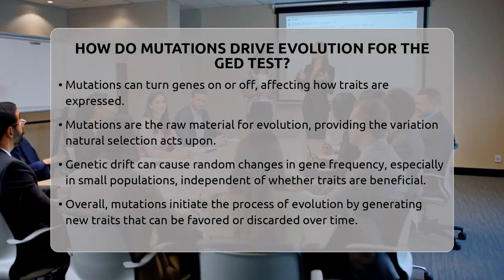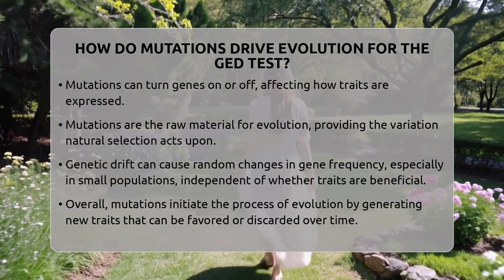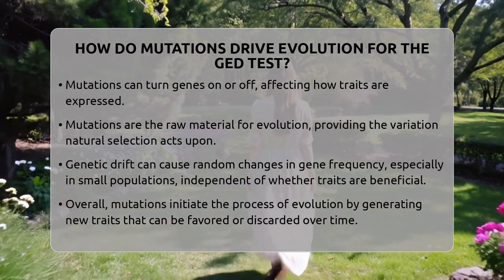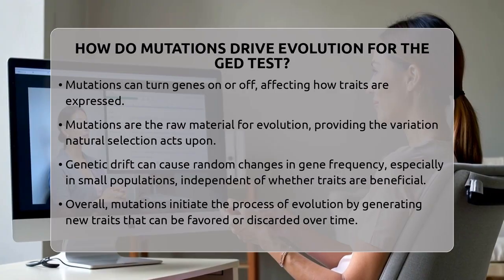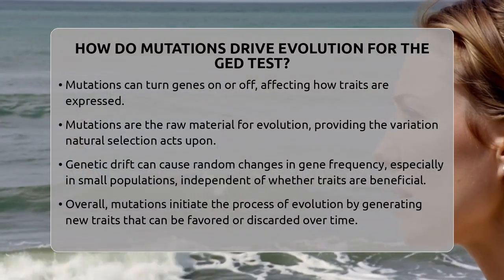Another concept to know is genetic drift. It is a random change in gene frequency that can happen in small populations. Sometimes, a mutation might become common or disappear just by chance, not because it helps or harms the organism.